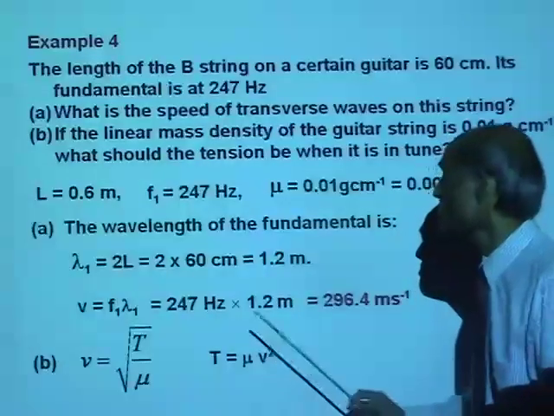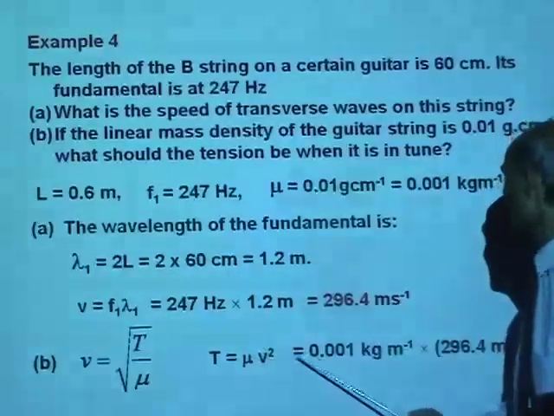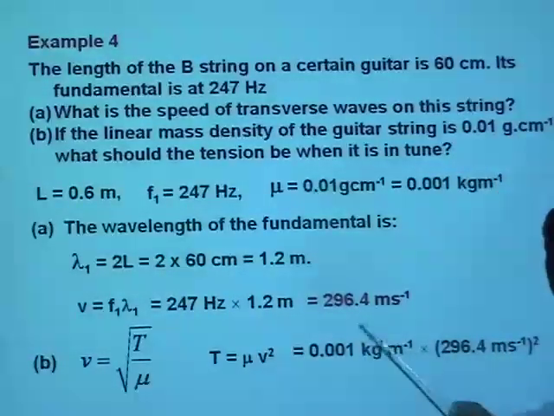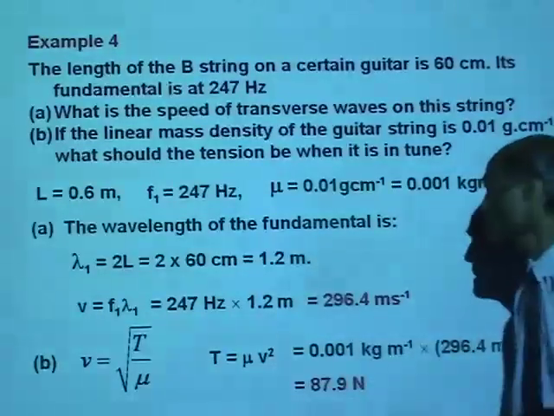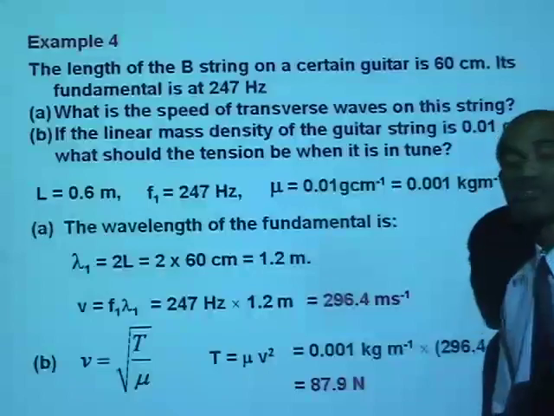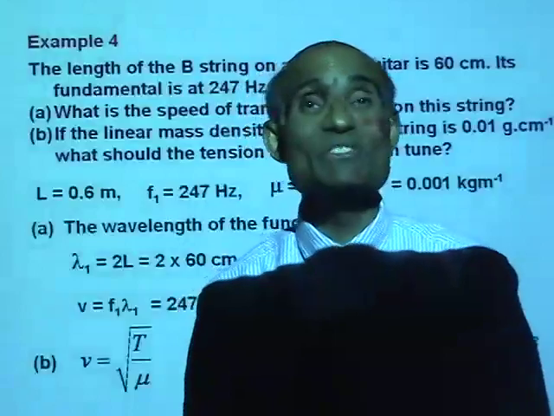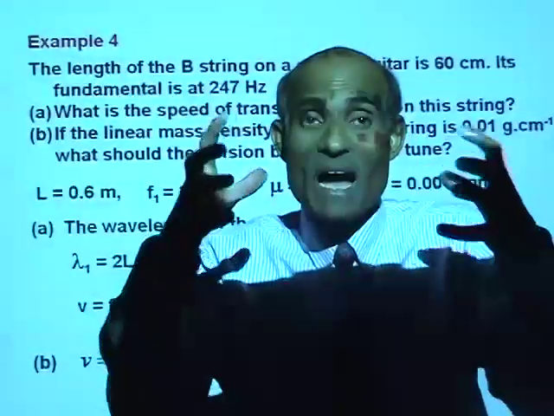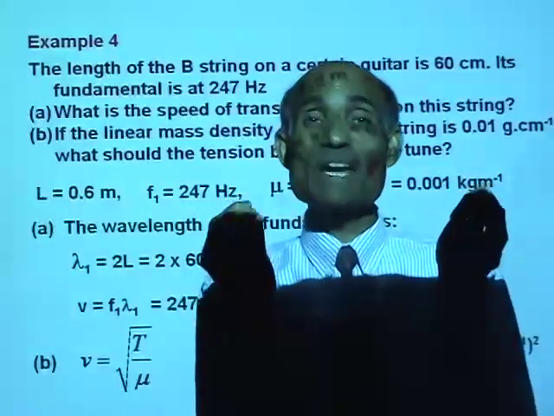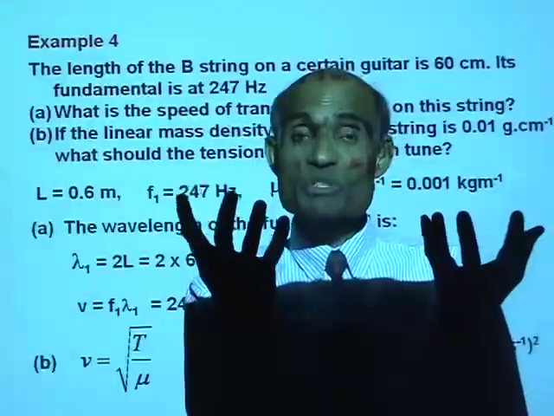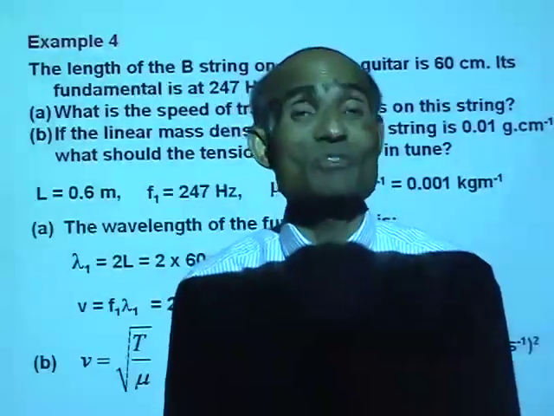We got the value of mu. We got the value of v. Therefore, the tension must be, this is the mu value, this is the velocity, and you square it. That gives me 87.9 newton, the tension of that string when that string is in tune. So I hope you now have a fair idea what is the meaning of tuning a musical instrument and what is the relation between the fundamental frequency and the length of the wire and so on.